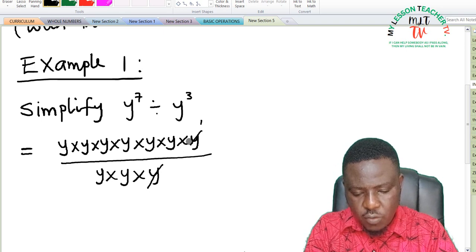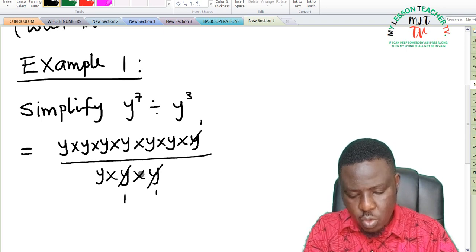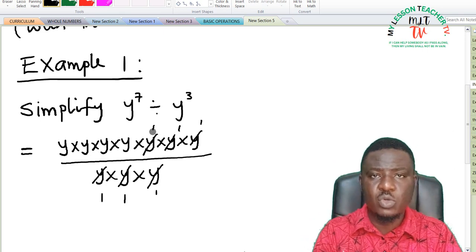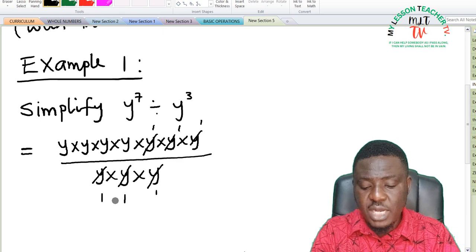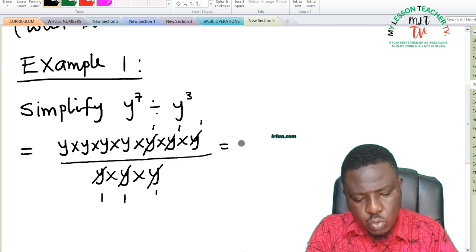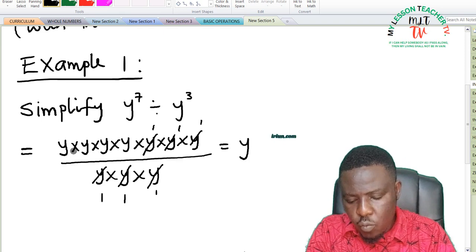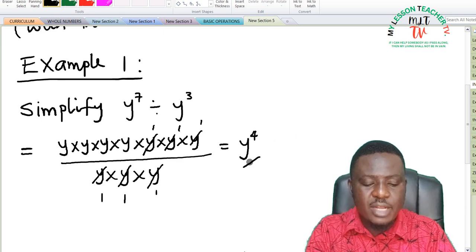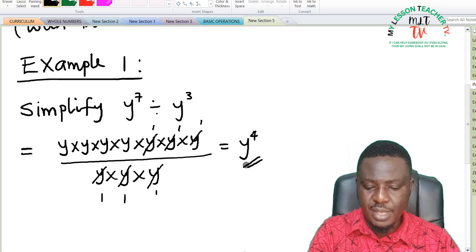Y will cancel itself once. This will also divide this once, and this will divide this once. Nothing else can divide because we don't have a factor that can divide at the denominator. So at the end, we say this is equal to y raised to the power of the number of y that are left, 1, 2, 3, 4, which is y raised to the power of 4.